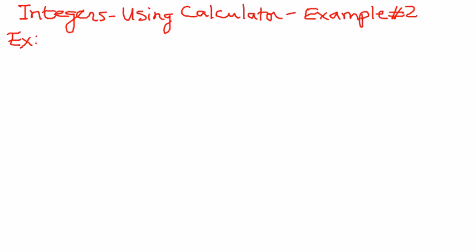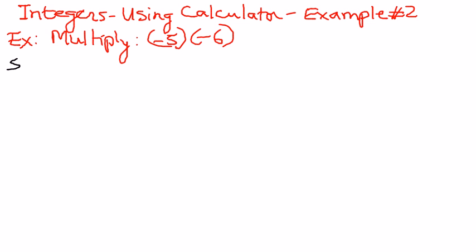Example number 1. We want to multiply. Let me write the problem down here. Multiply -5 times -6. The way we want to enter this onto the calculator is as follows. Step number 1. Enter the positive negative button on your calculator and then enter the number 5. The calculator should display a number with -5 like that.